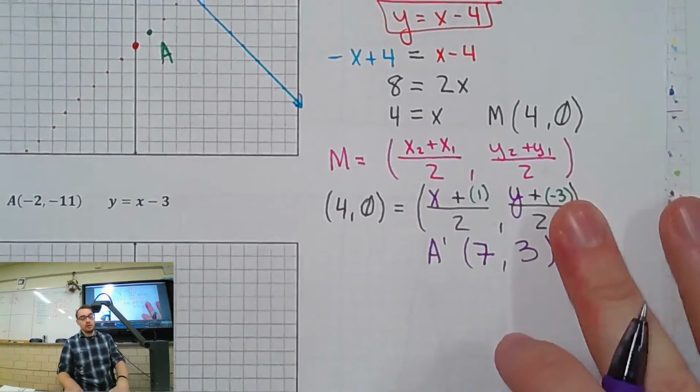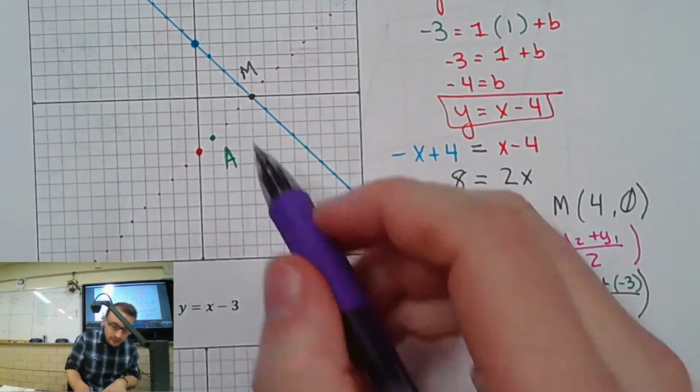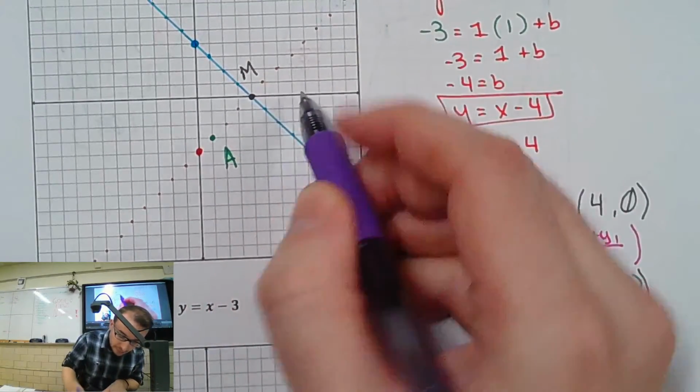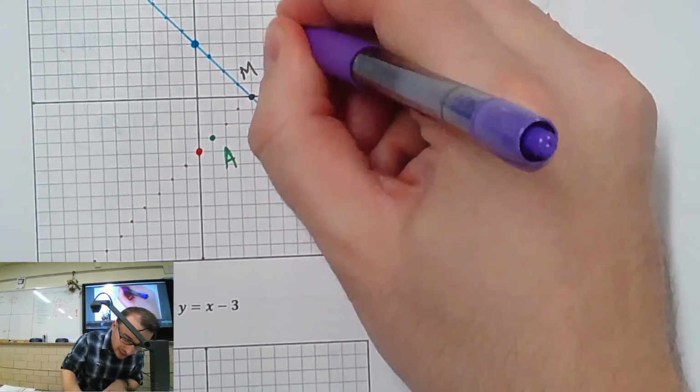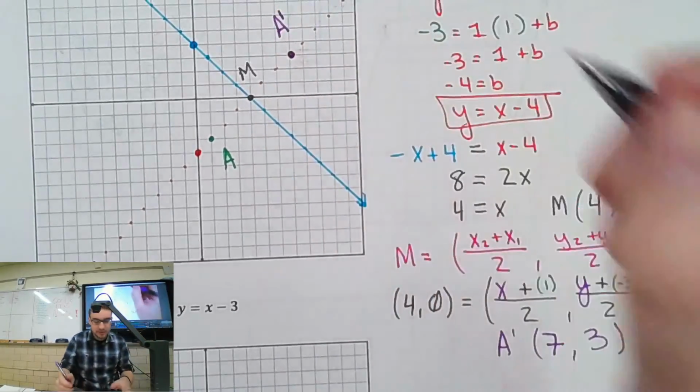Let's graph it for our last bit. 1, 2, 3, 4, 5, 6, 7, up 3. Oh, yeah, it is on the line. We did it. That's awesome.